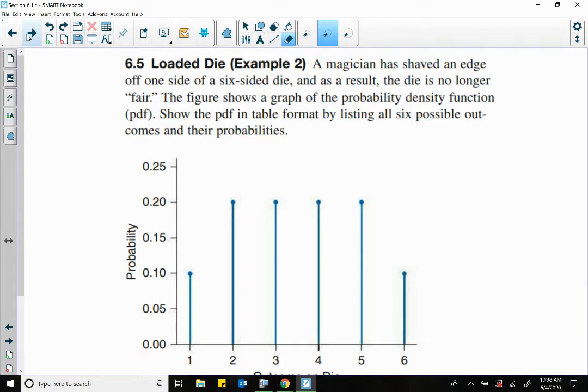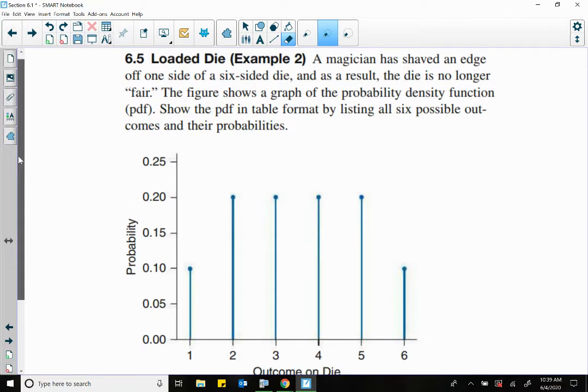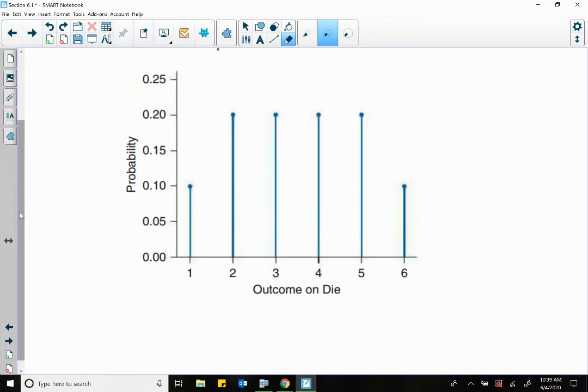It says a magician has shaved an edge off of one of the 6 sides of a die. As a result, the die is no longer quote unquote fair. The figure below shows a graph of the probability density function, or the probability distribution function, PDF. It says show the PDF in a table format and list out all 6 possible outcomes and their probabilities. So they basically just want you to turn this into a table. So go ahead and do that.